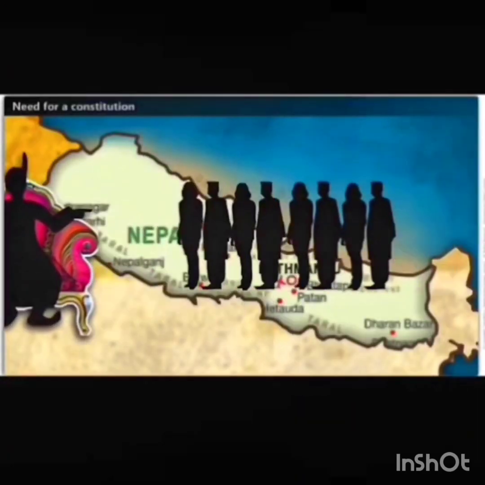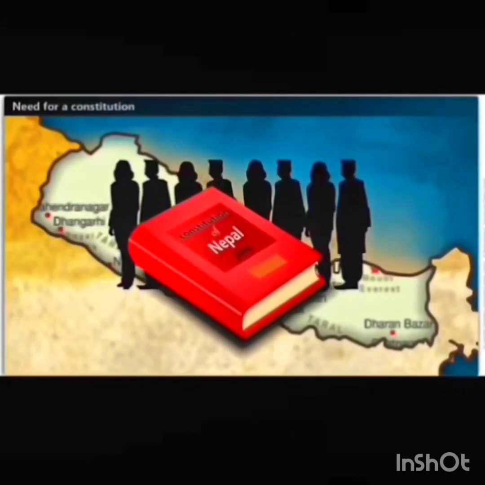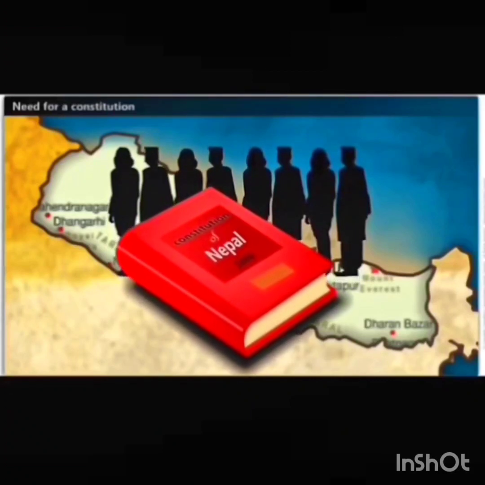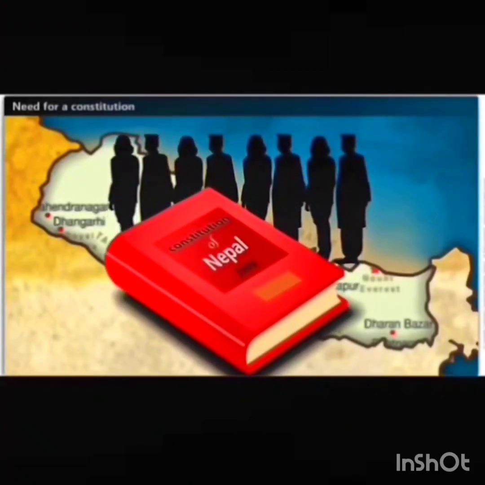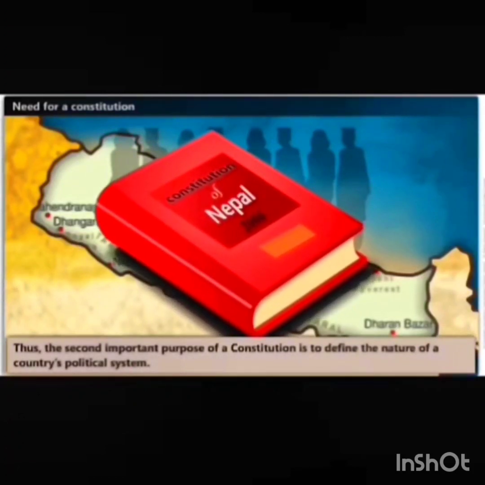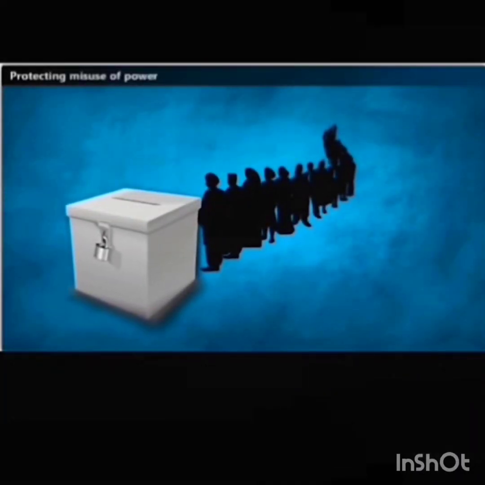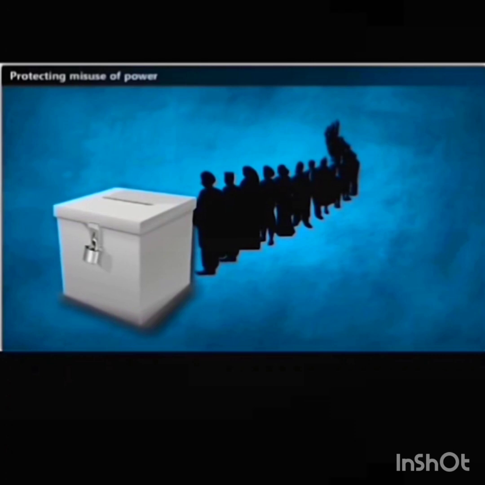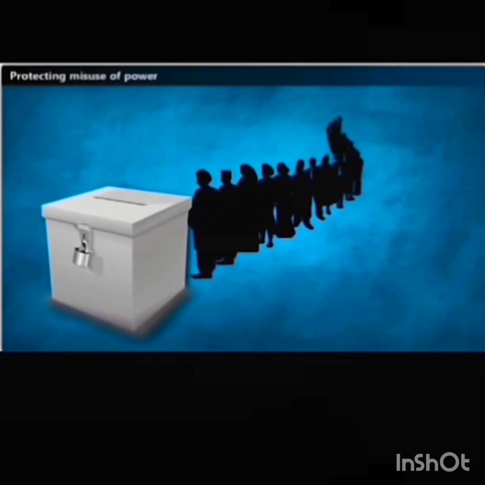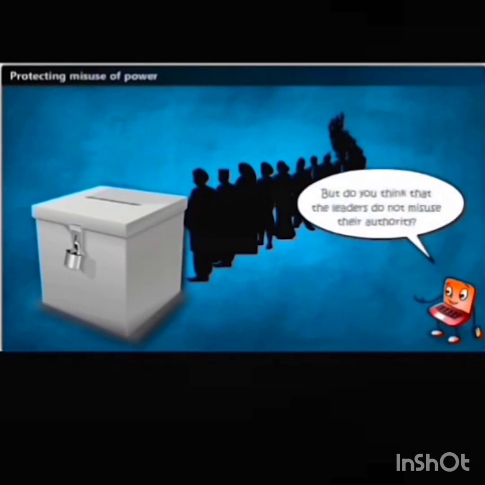While moving from a monarchy to a democratic government, a constitution plays a crucial role in laying out certain guidelines that govern decision making. Thus, the second important purpose of a constitution is to define the nature of a country's political system. In a democracy, we choose our leaders so that they can exercise power responsibly on our behalf. But do you think that the leaders do not misuse their authority?